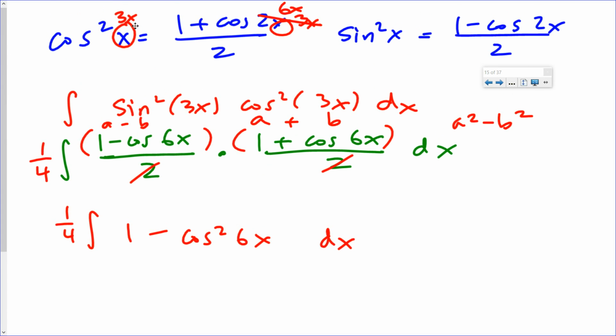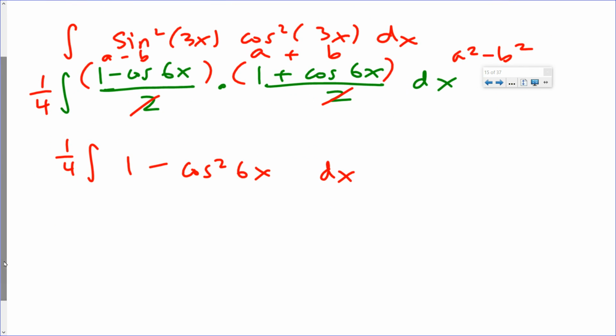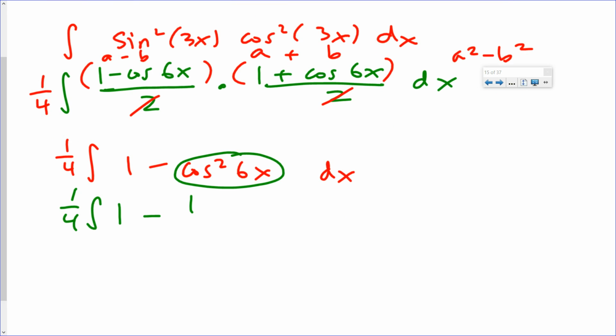This problem, cosine squared 6x, now just becomes 1 plus cosine 12x over 2. You see that? So you're going to do it again. So this is going to be 1/4 times 1 minus, and this right here is equal to 1 plus cosine 12x all over 2, dx. You see where I got that from? It's just the formula. You good?